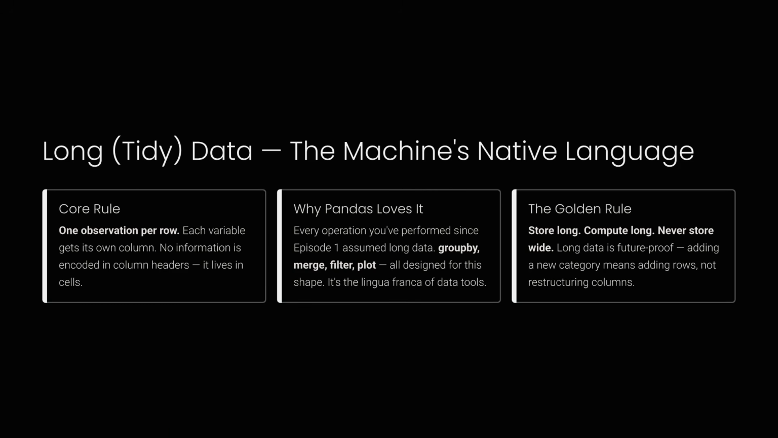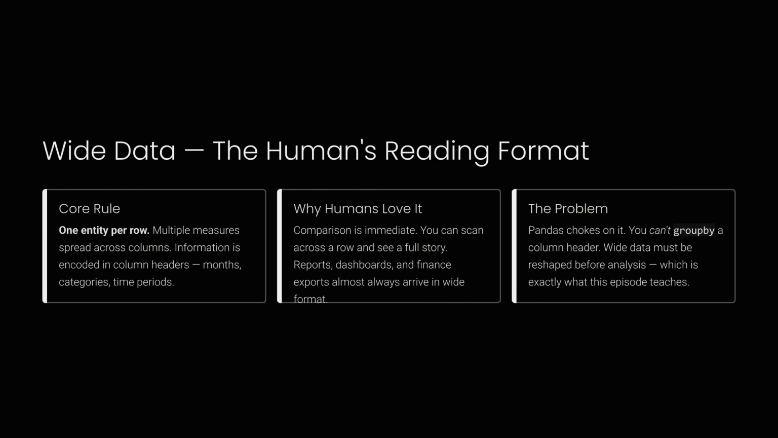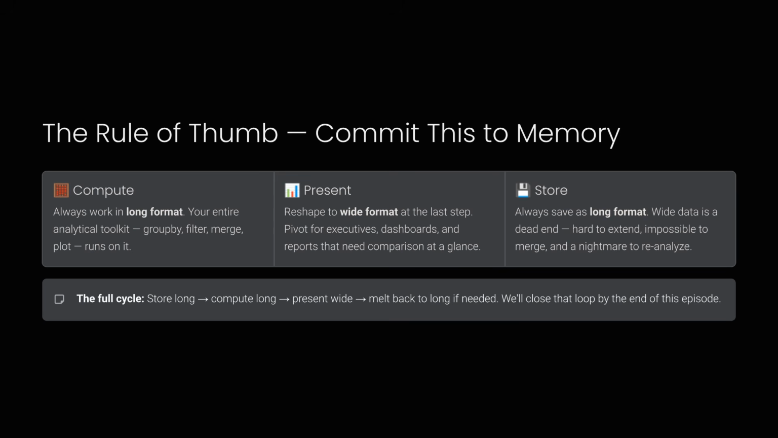Long, or tidy data, is the machine's native language. With one observation per row, it is perfectly suited for analytical tools like Pandas, making it the ideal format for storage and computation. Wide data, by contrast, is for humans. It organizes one entity per row, with measures spread across columns, though it can be difficult for automated tools like Pandas to process directly. Remember the rule of thumb: store and compute in long format, and reshape to wide only at the final step for presentation. This cycle keeps your data clean and flexible.